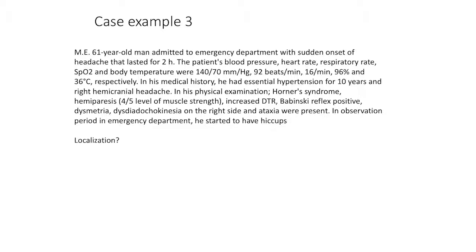So, a 61-year-old man entered the emergency department with sudden onset of bleeding that lasted for 2 hours. The patient's blood pressure, heart rate, respiratory rate, and body temperature were recorded: heart rate of 92, respiratory rate of 16, 96% saturation, and body temperature of 36. His medical history included essential hypertension for 10 years and a right hemiparesis.